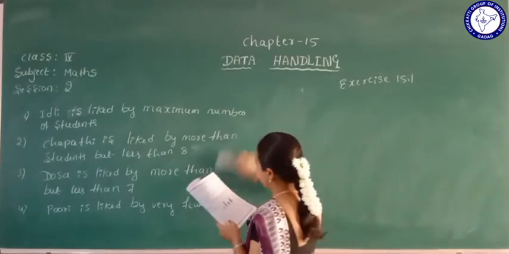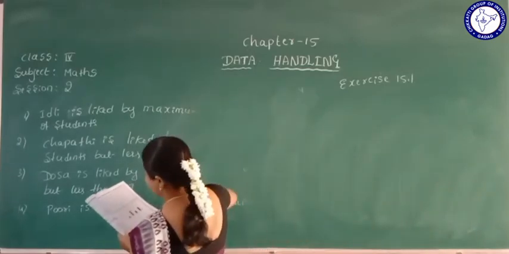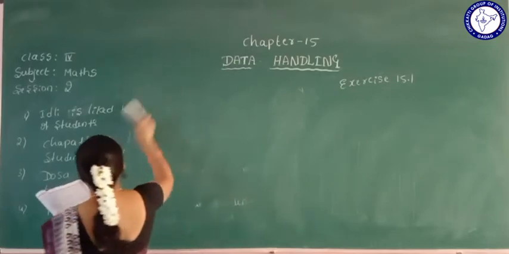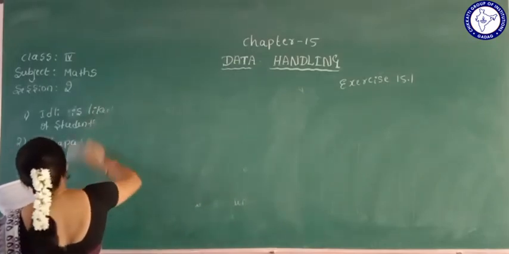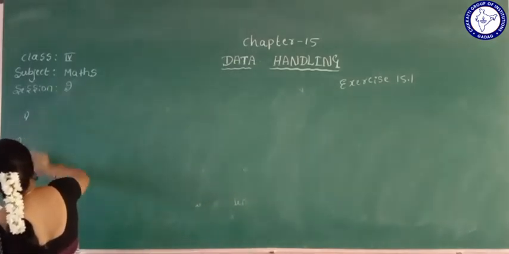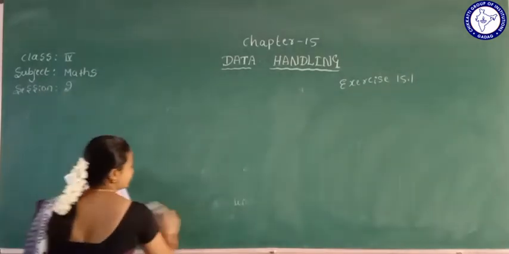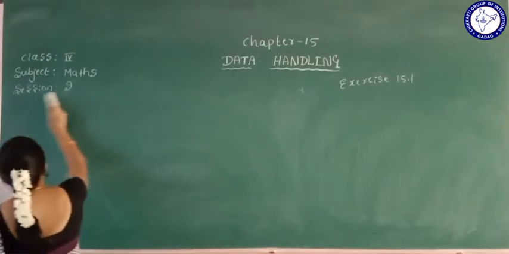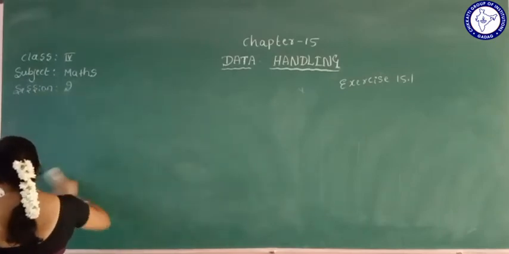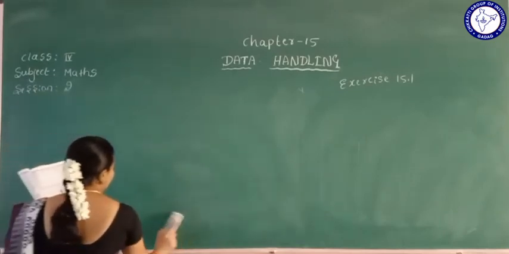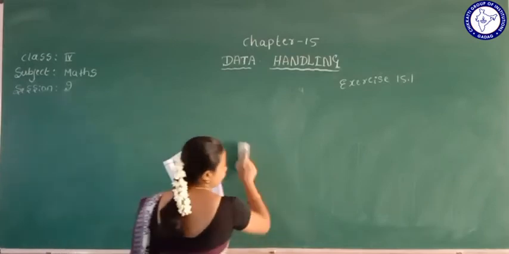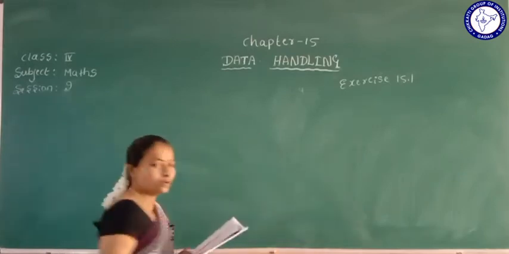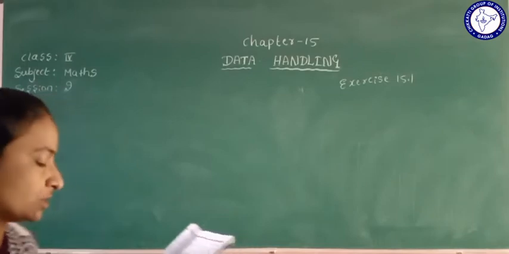Construct the table and write the details. Yes, they can be mentioned here, the number of animals. So how many animals are there in the zoo can be mentioned here. Now we will draw the bar graph and construct the table. Now we will construct the table.